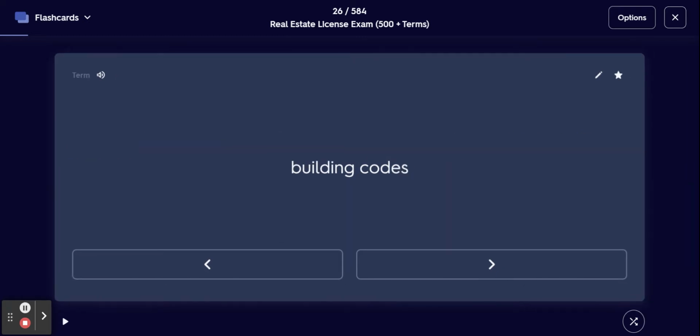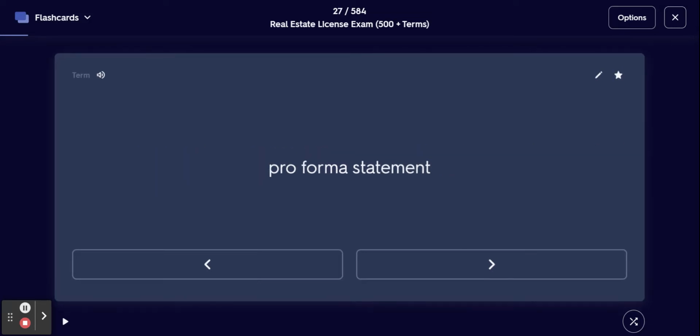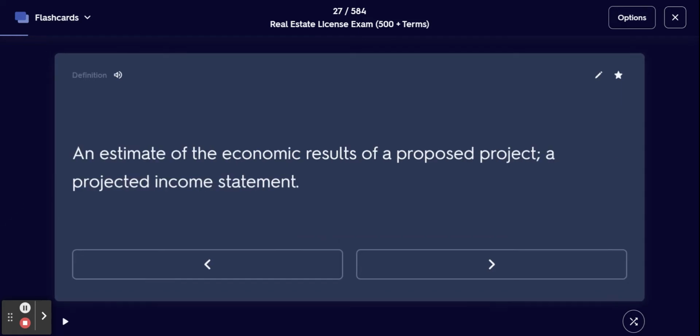Building codes. Government ordinances regulating construction practices and materials. Pro forma statement. An estimate of the economic results of a proposed project, a projected income statement.